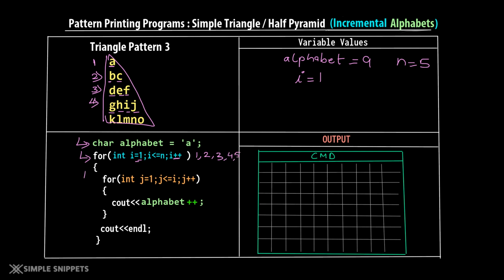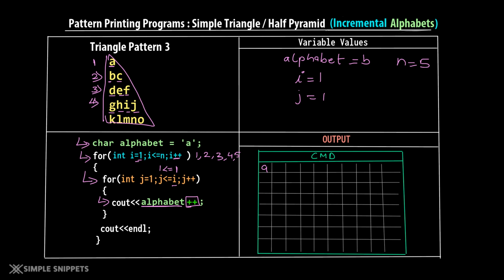Correct? Now we go inside and the second for loop will start running. We are saying j equals to 1. j has to be less than or equal to i. i is 1 for the first round. So the inner for loop will run only one time and we are going to say cout alphabet plus plus. So again, first the value of the alphabet is printed, which is A. Then plus plus, which is post increment, happens. And it is adding one value, which means the next ASCII value is being stored in the alphabet. And the next ASCII value is of B.